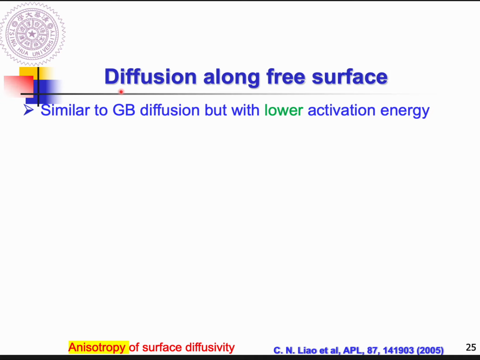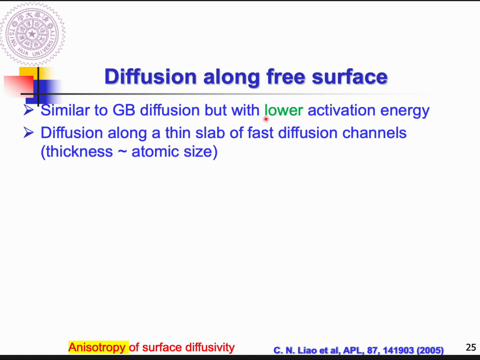But how about diffusion along a free surface? If atoms are at the free surface, they also have a higher energy, leading to a lower activation energy or lower energy barrier. So that will result in atoms being able to easily overcome this energy barrier and diffuse faster through this diffusion path.